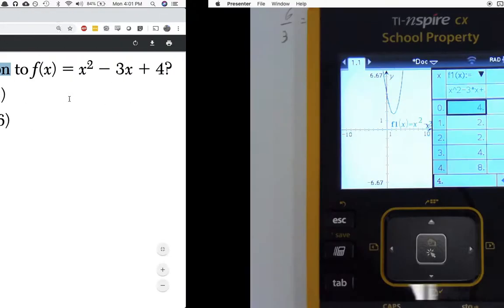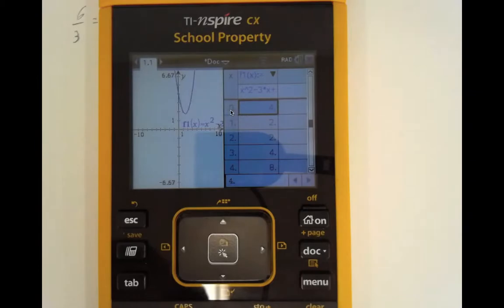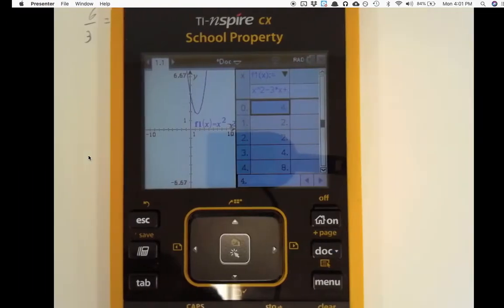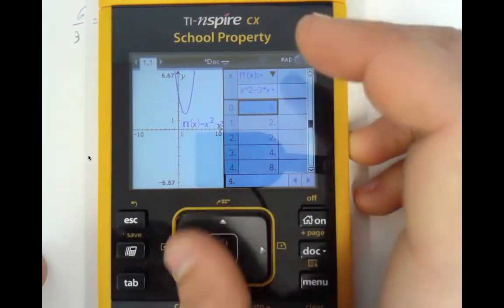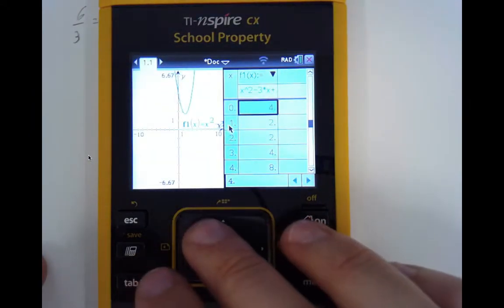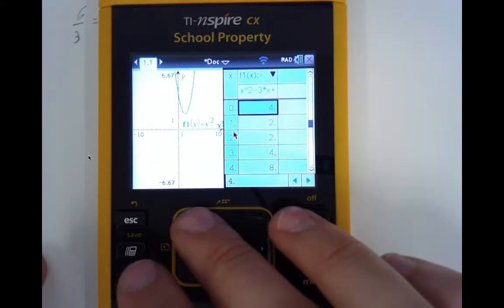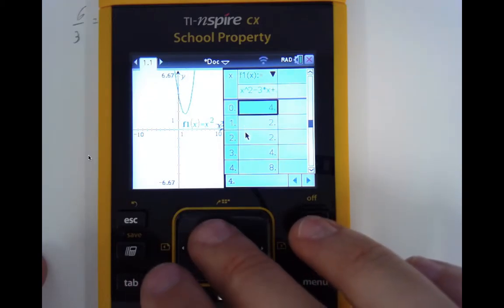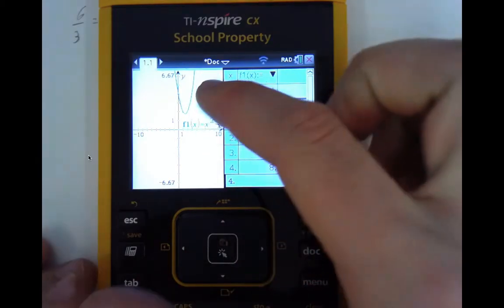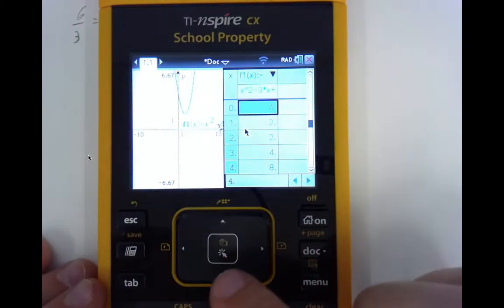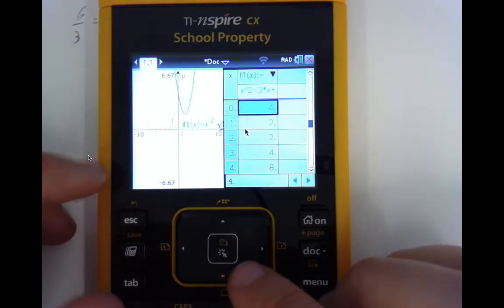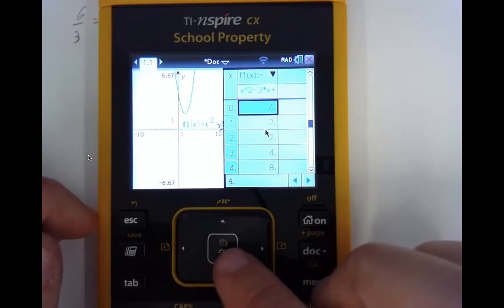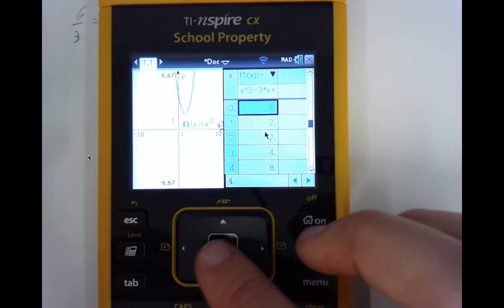Anyways, let's check. 0, 4 is right there. It is a solution. 1.5, 1.75. It's kind of hard to tell, right? If it's anywhere, it is between these two. Notice it is a local minimum. The vertex right here is a minimum, and so 1.5 would be the vertex. It should be a little below 2. That could be a point on the graph.